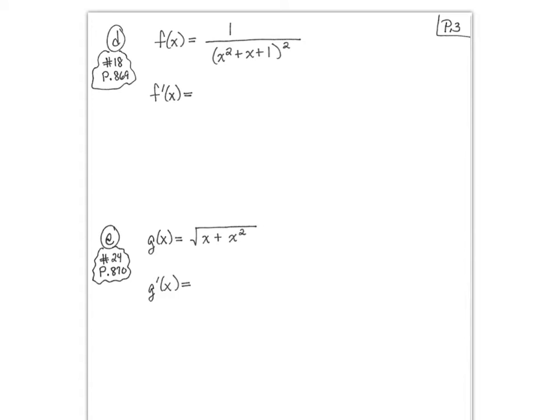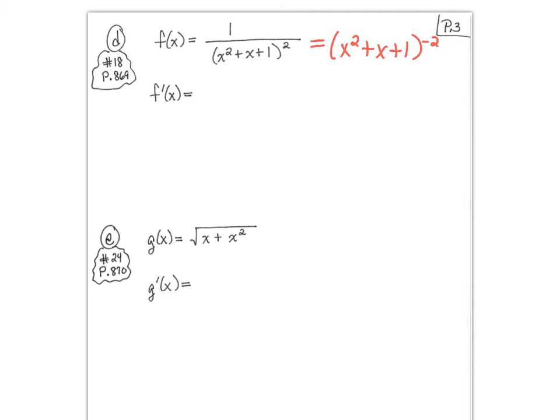do part D. Part D says f of x is equal to 1 divided by the quantity x squared plus x plus 1, squared. Find f prime of x. So what do we do? What do we get here? Did you rewrite it first? How did you rewrite it? The quantity x to the second plus x plus 1 to the -2nd. Good.